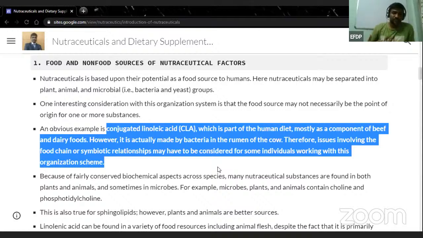Bacteria are there. As we know, our intestine is full of microflora, and the microflora bacteria contain particular enzymes. They are digesting our food. Likewise in cow ruminants, that is nothing but the intestine, the bacteria are forming conjugated linoleic acid, and it comes into the milk, and that is known as a food and non-food source of a nutraceutical factor.